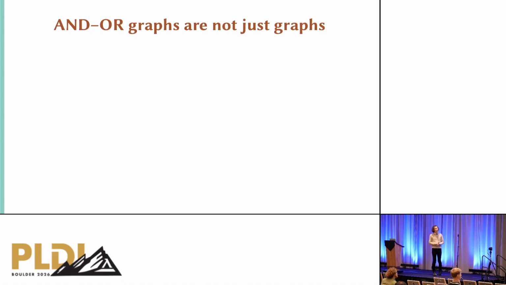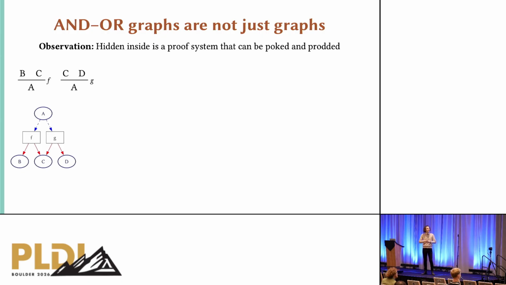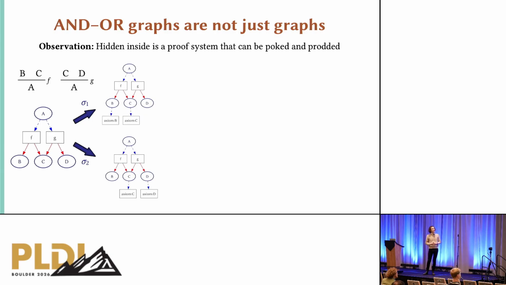Well, I want to point out that these and/or graphs are not just graphs. We'll start from the observation that hidden inside these and/or graphs are mini proof systems that can be poked and prodded, and we can ask hypothetical questions about. So for example, for this tiny and/or graph right here, we have this tiny proof system, and we can say, what would happen if the user were to prove B or C or D? For example, maybe one modification we make is to axiomatize B and C, corresponding to the user manually proving B and C, and we can find out what will happen in that situation. Or maybe we make this modification right here that axiomatizes C and D.